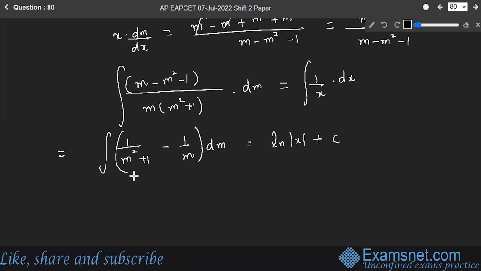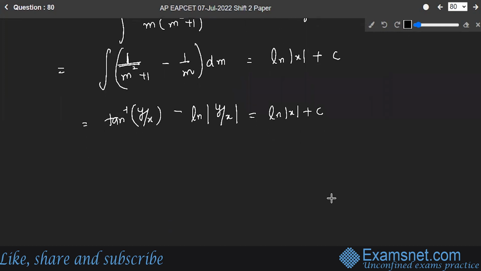This is equal to the integral of 1 upon m square plus 1, which is nothing but tan inverse m, which is y upon x, right? Then 1 upon m gives natural log of m, which is y upon x again. This is equal to some natural log x plus c. Hope this is clear till here, right? So let's take it on this side.